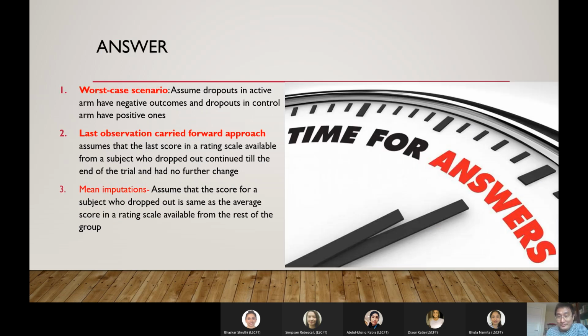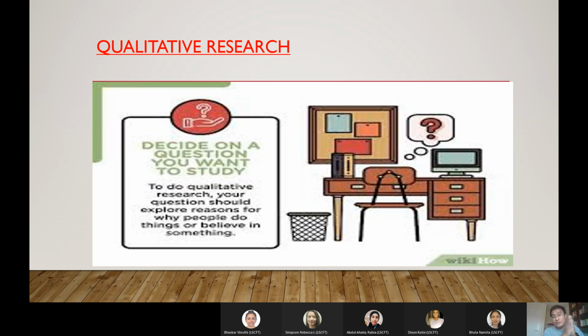So are you clear now? So the question might be about bias, attrition bias, and they will ask which of the options. So I hope this is clear. Okay, so we have done the first part.